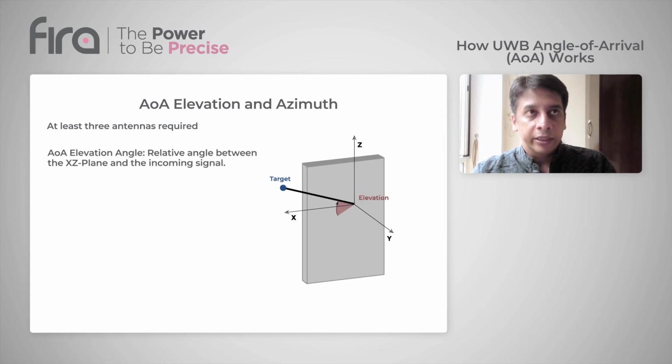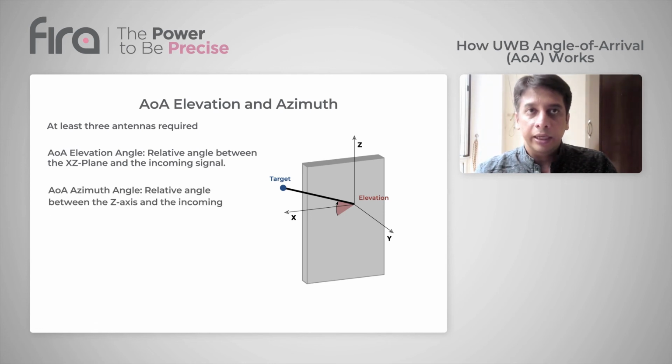And the definition of elevation is that the elevation angle is the relative angle between the x-y plane and the incoming signal. So in this direction, if there is an incoming signal from the target, the elevation is calculated between the x and z angle. Then the azimuth angle is the relative angle between the z-axis and the incoming signal projected on the x-y plane. It is 0 on the z-axis, it is positive towards the x in the clockwise direction, and it is negative towards the x in the counterclockwise direction. Right? So that is how AOA azimuth is calculated.